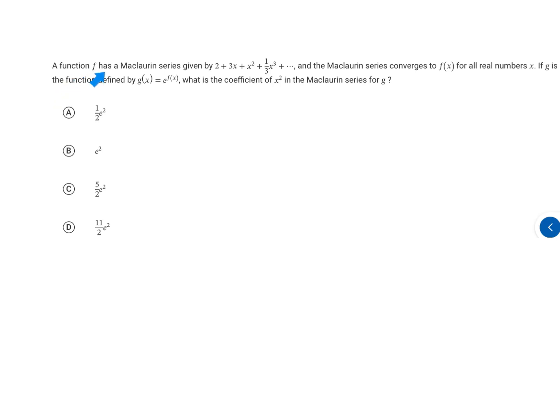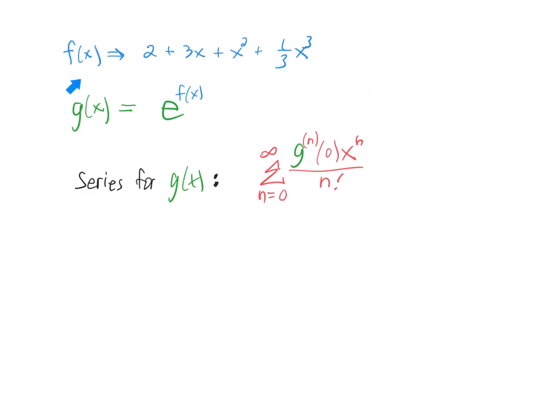Number 30. If f's Maclaurin series converges for all real numbers, and g is the function defined by e raised to the power of that series for f of x, what is the coefficient of the x squared term in the Maclaurin series for g? The basics. f of x, g of x.